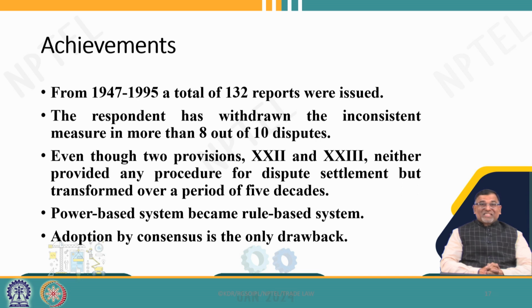Still, within the GATT a sizable number of reports were issued. There were 132 reports adopted between 1947 and 1995, and also in 8 out of 10 disputes, the so-called measure alleged in the dispute was withdrawn after the dispute. So, it means that the dispute settlement system was very successful, even though there are only 2 articles, 22 and 23, and no procedural aspect was prescribed under these 2 provisions.